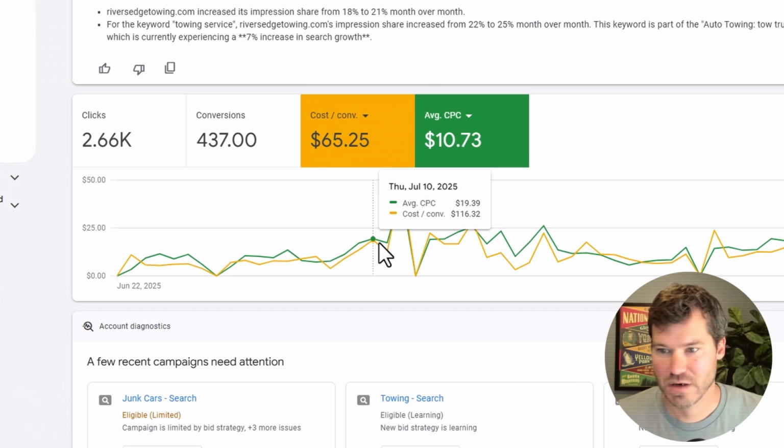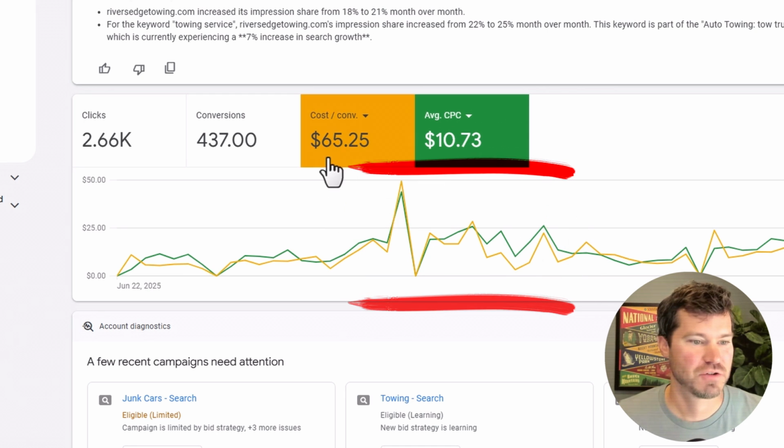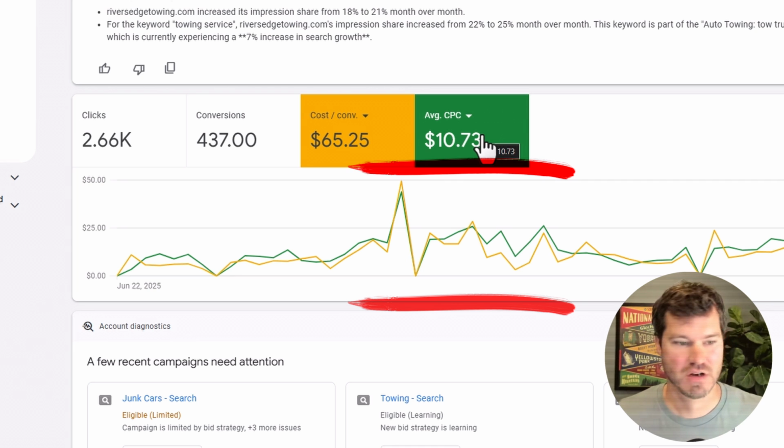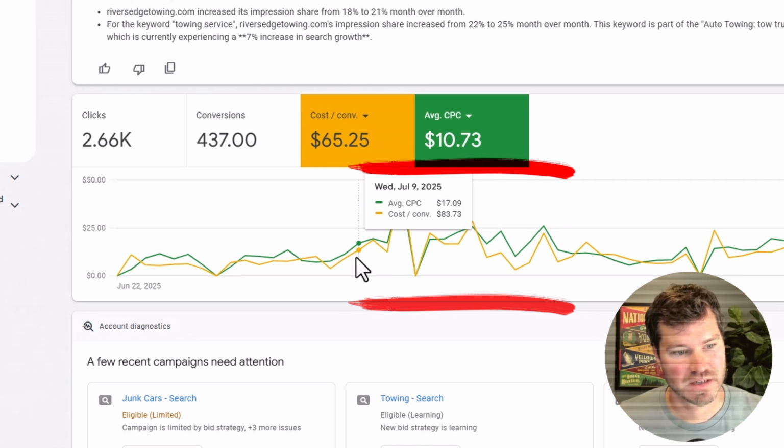In this case, we turned it on July 8th. So July 8th is kind of around here. I actually turned it off around the 23rd, which was somewhere around here. So the two metrics I have graphed here are cost per conversion and average CPC. So really just cost metrics. Again, I turned it on right around here. You can see costs go up right away.